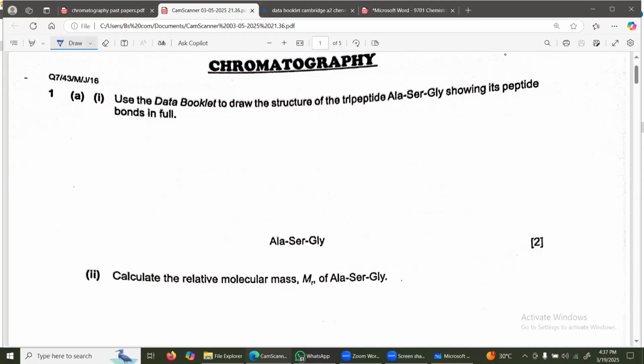So tripeptide means that there will be three amino acids, and obviously you can see it like alanine, serine, and glycine showing its peptide bonds in full. So obviously you have to show the peptide bond.